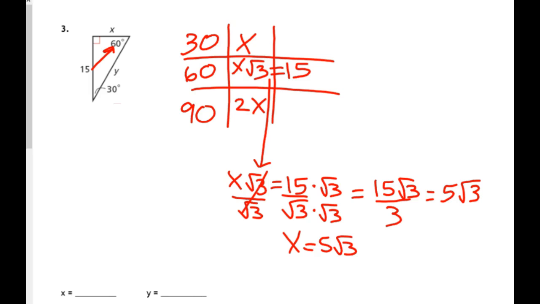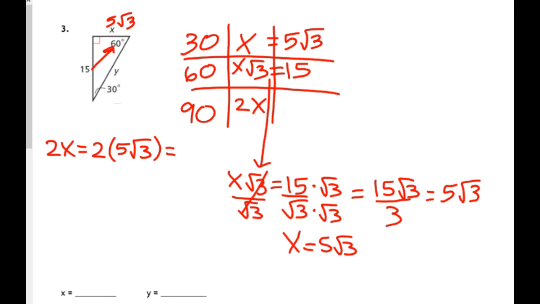Now, if I know that's what x equals, then up here at 30, that's what x equals. 5 square root of 3. All right, now for 90, 2x means 2 times whatever x is, which is 5 square root of 3. Now you tell me, what is 2 times 5 square root of 3? 2 times 5 square root of 3. 10 square root of 3, okay?